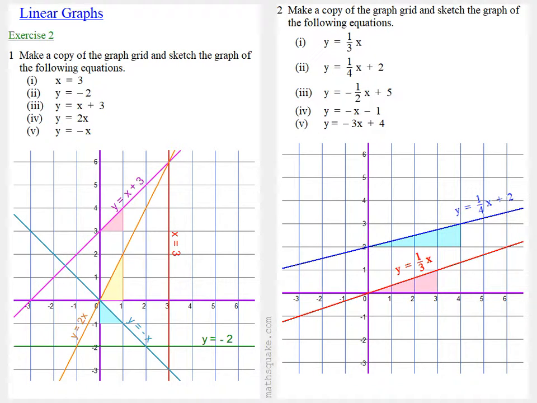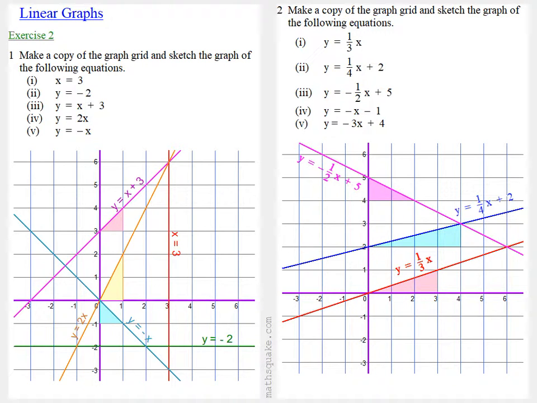In question 3 we have y equals -1/2 x plus 5. So the graph crosses the y-axis at 5. It also has a gradient of -1/2. So we draw it sloping down. The triangle has a height of 1 and a base of 2. And then we draw the line along the hypotenuse.